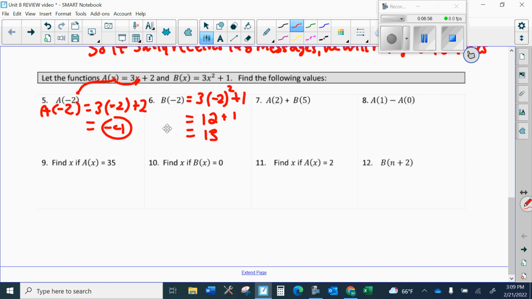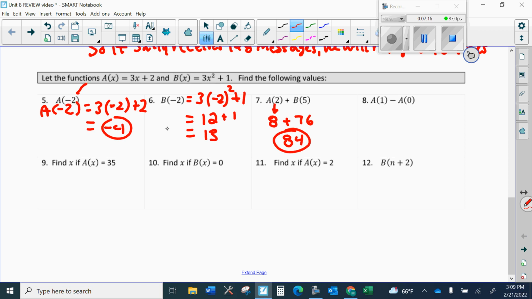Okay, now we do stick 2 into there, so the A of 2, plug that in, and you get 6 plus 2 is 8. Plug 5 into the B, 5 squared is 25 times 3 is 75, plus 1 is 76, and so you get 84 for your answer. A of 1 would be 3 plus 2 is 5, minus the A of 0 would be 2, and that gives you 3. Okay, so there we're sticking them all into the x's, the independent variable, also called the input variable.